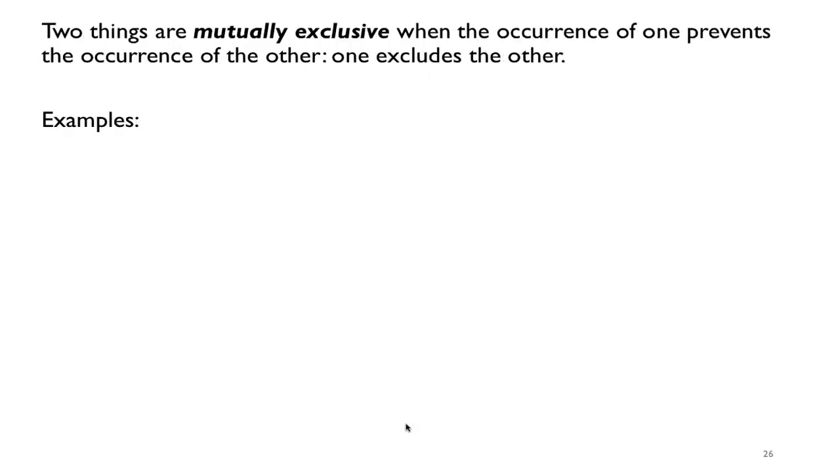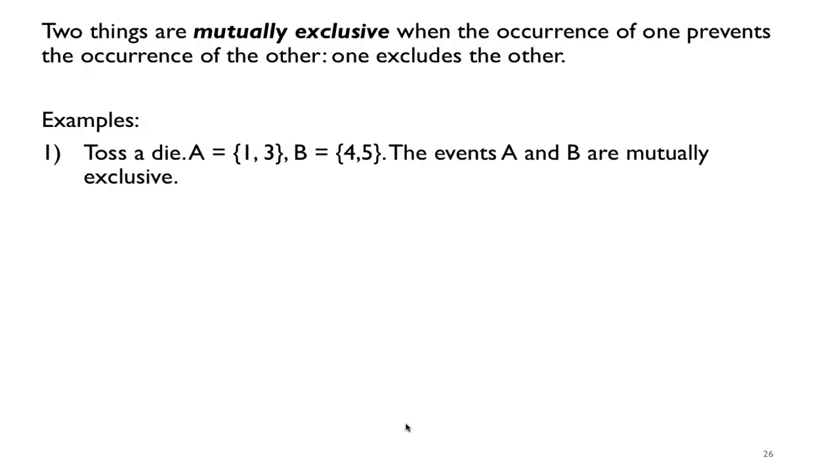Okay, two things are mutually exclusive when the occurrence of one prevents the occurrence of the other; one excludes the other. For example, if you toss a die, let A be the event that you get a 1 or 3, and B be the event that you get a 4 or 5. These events are mutually exclusive. If A occurs, then you cannot get a 4 or 5. Conversely, if B occurs, then A cannot happen.